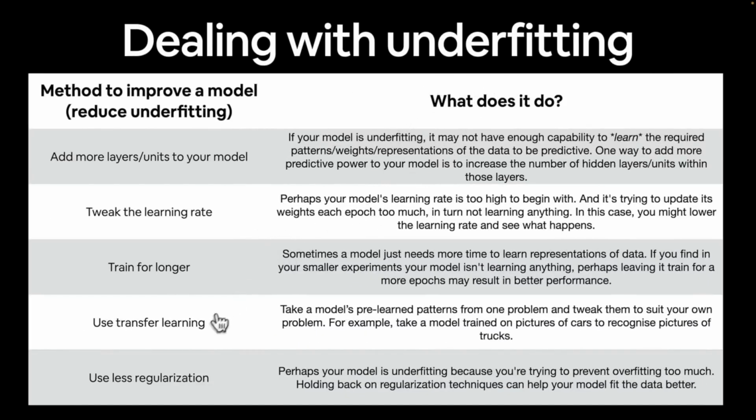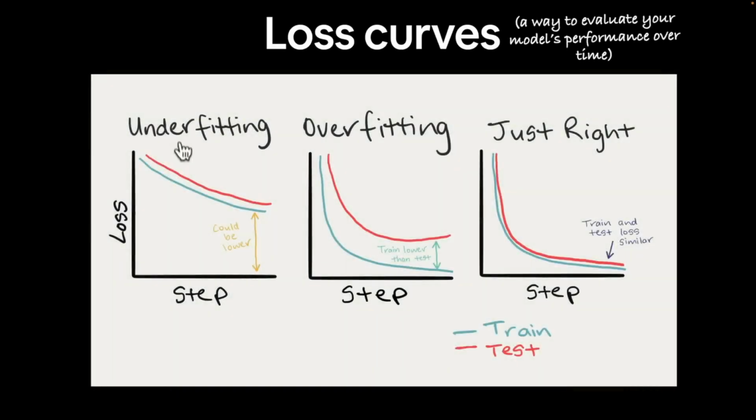Finally, you might use transfer learning. So transfer learning helps with overfitting and underfitting. Recall transfer learning is using a model's learned patterns from one problem and adjusting them to your own. We're going to see this later on in the course. And then finally, use less regularization. So regularization is holding your model back. So it's trying to prevent overfitting. So if you do too much preventing of overfitting, in other words, regularizing your model, you might end up underfitting. So if we go back, we have a look at the ideal curves.